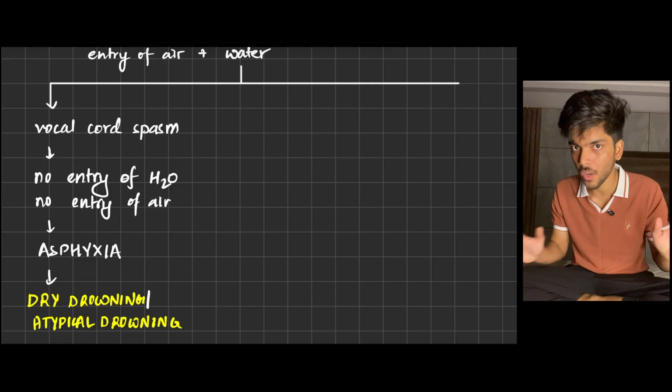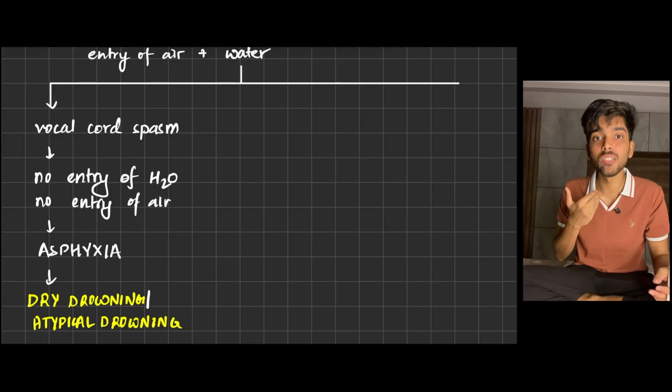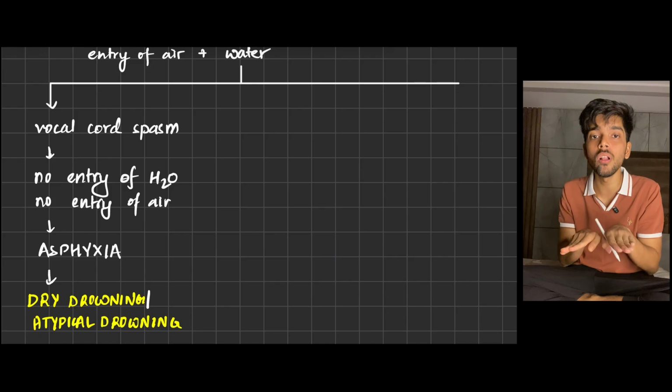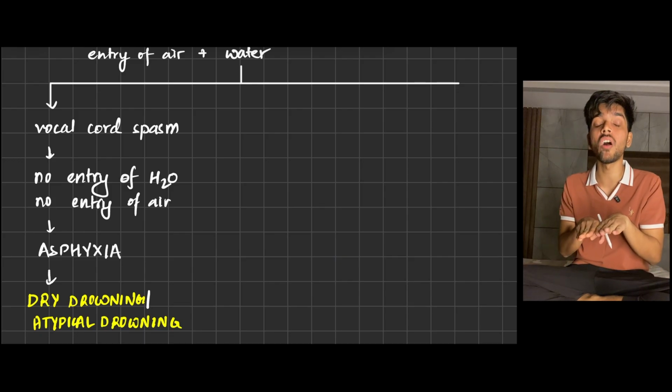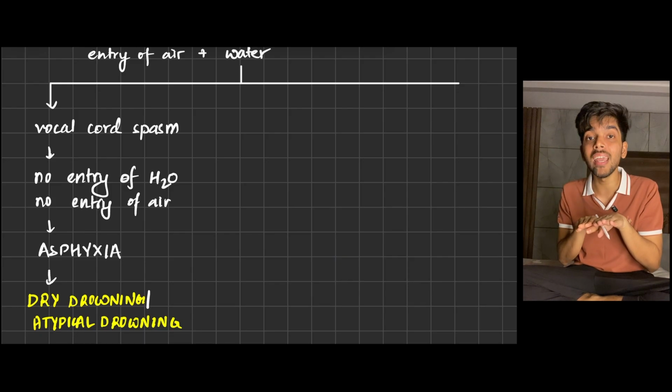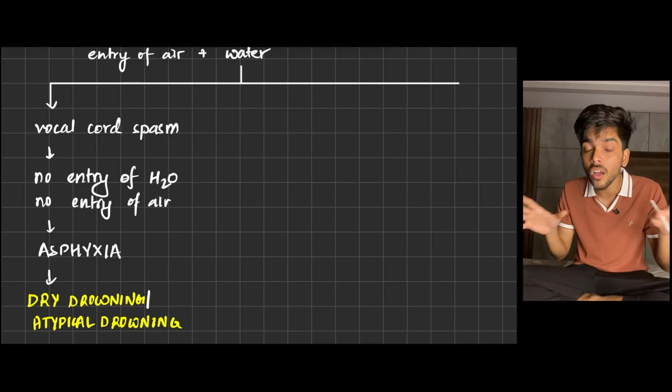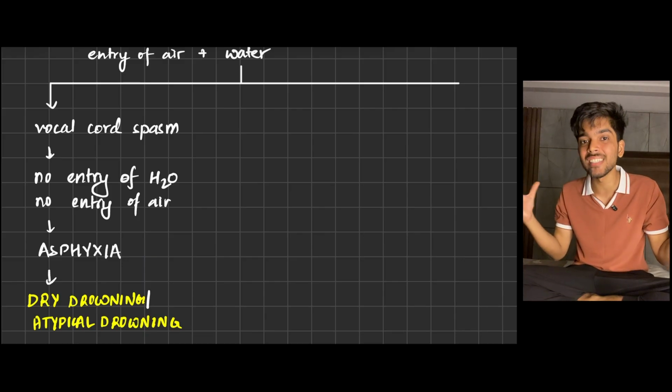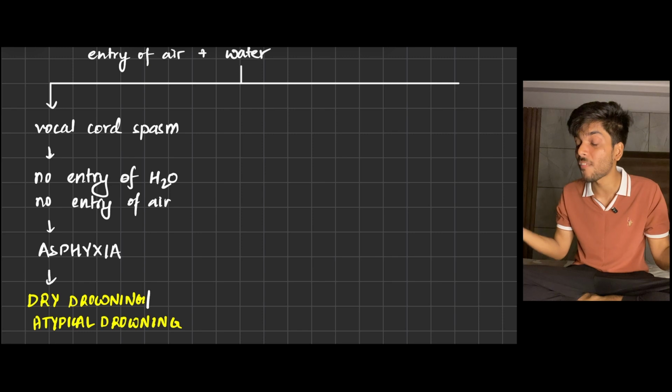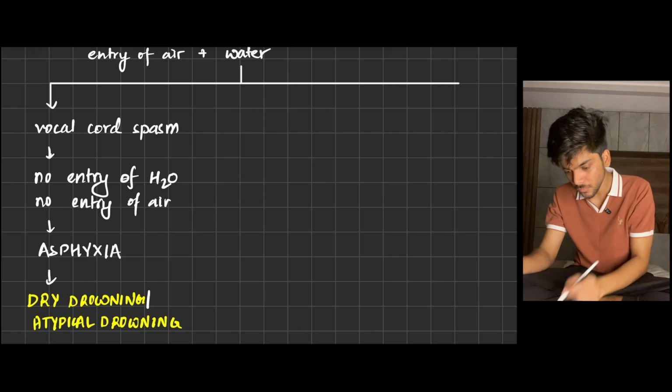So what's happening in short? Water enters inside the respiratory tract, it enters the larynx, it irritates the vocal cord, vocal cord spasm takes place, water is unable to enter, but along with that, air is also unable to enter the lungs, it does not reach the lungs, aeration of blood does not take place, asphyxia happens and you die.